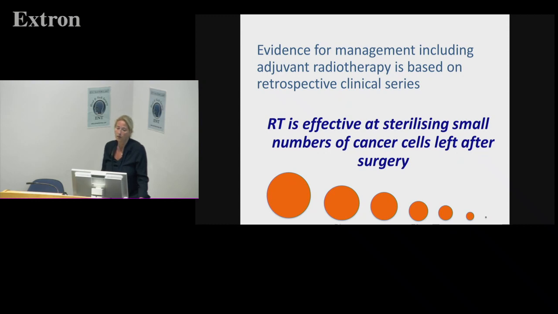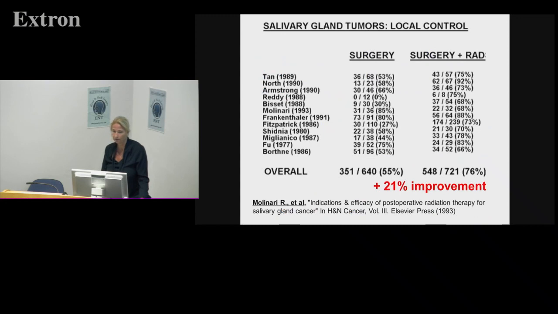But what we know in the rationale for giving adjuvant radiotherapy is that radiotherapy is extremely good at sterilizing small numbers of cells that might be left within the tumor bed, or within the patient at the area where their cancer was after an operation. And that's why it works. And the smaller the number of those cells, the more effective the treatment will be as well.